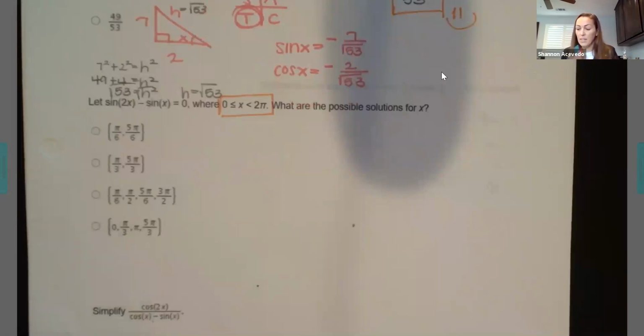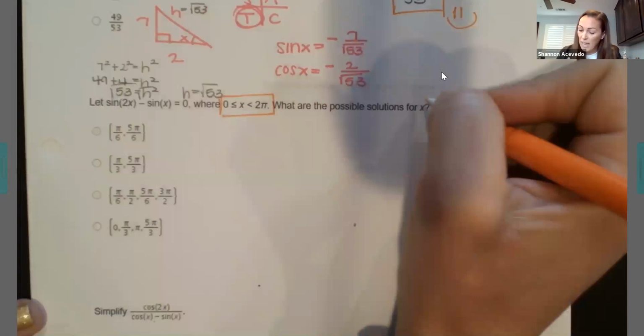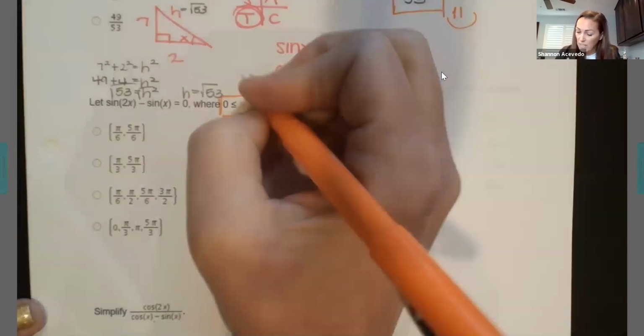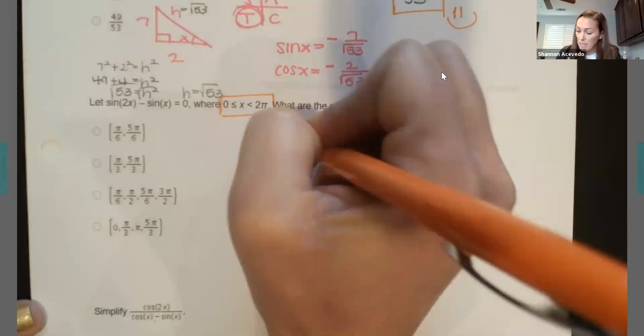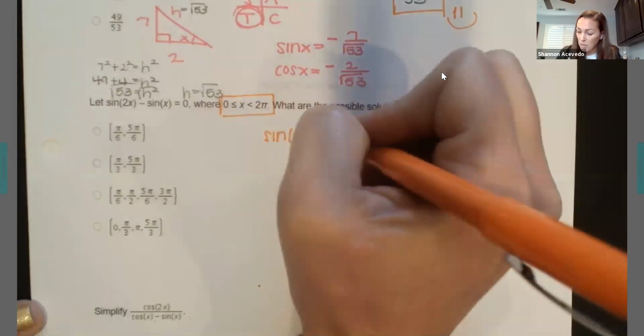All right. So I want to know what is x. What are the possible solutions for x? And I know sine of 2x minus sine of x is equal to 0.